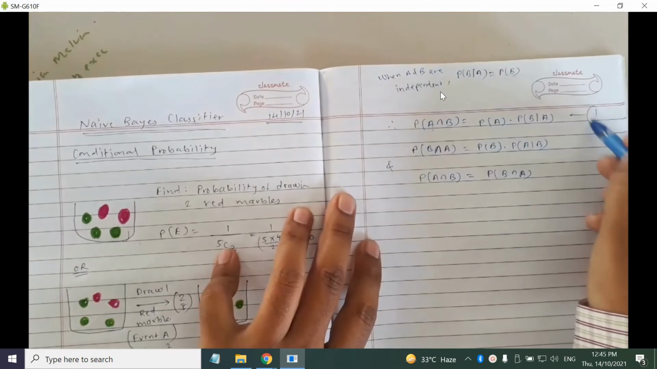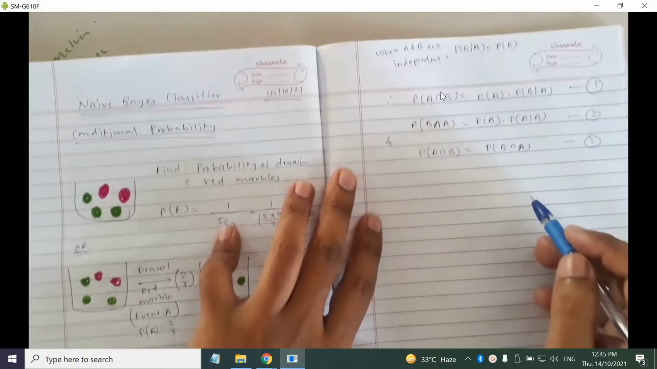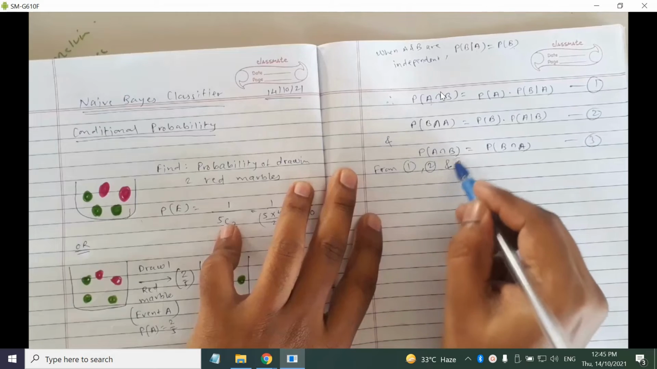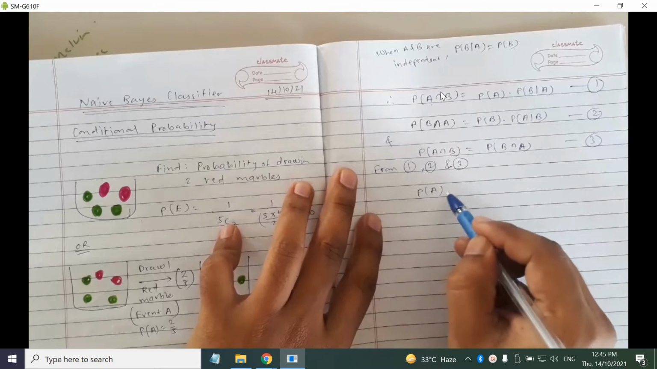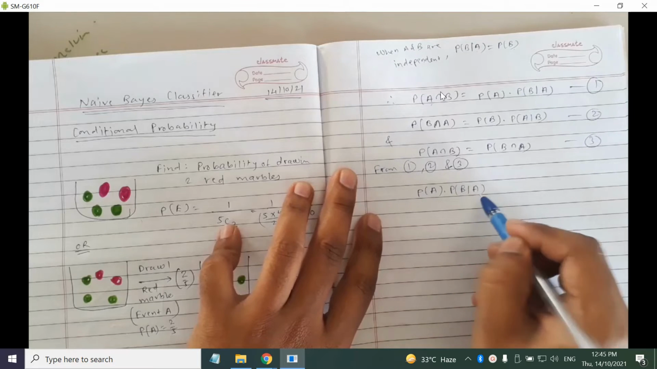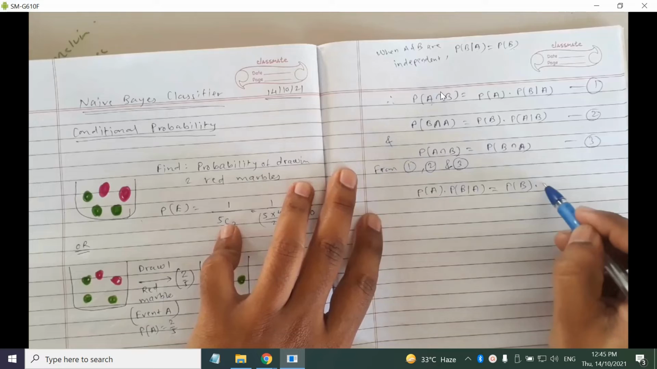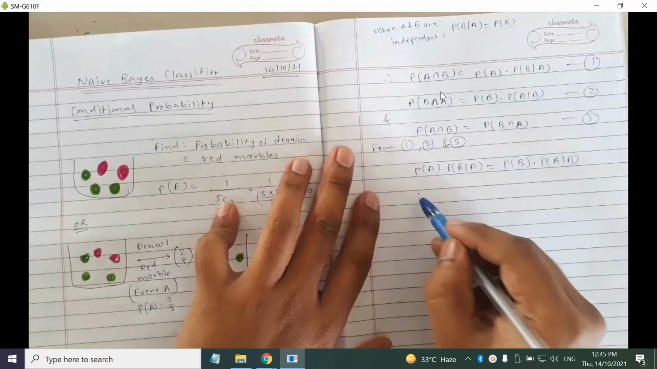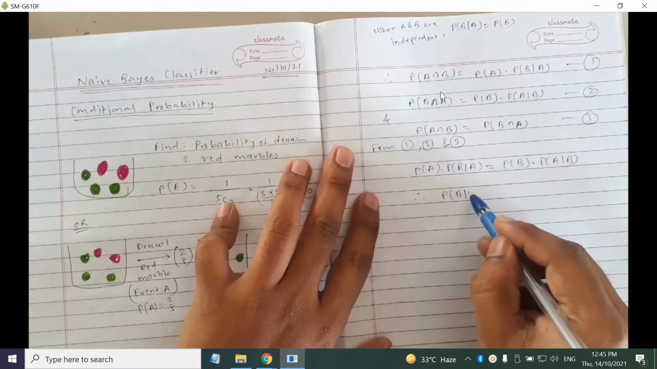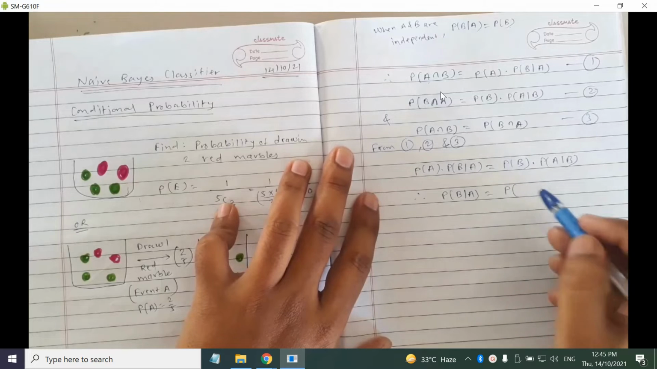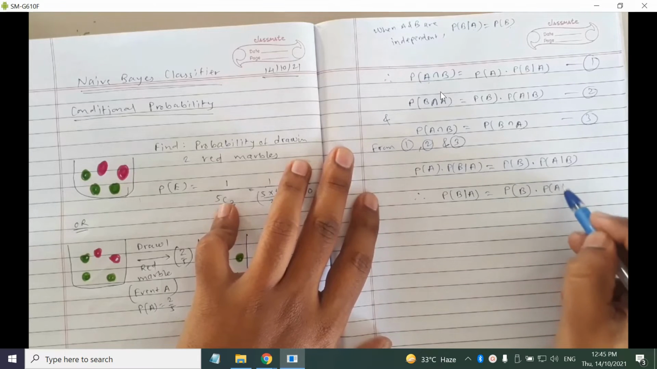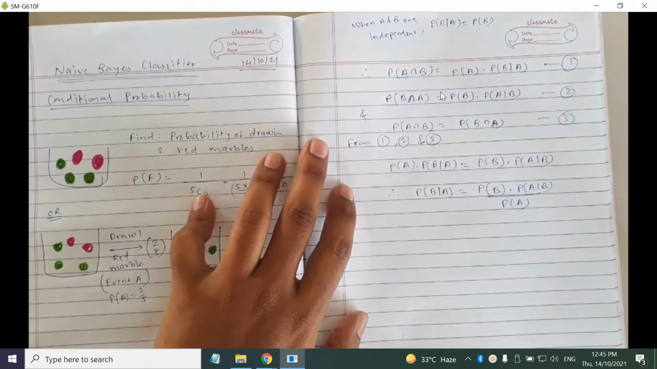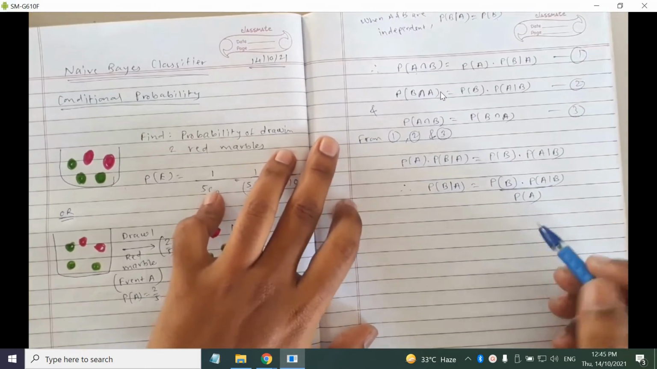Okay, so from 1, 2 and 3, can I write probability of A into probability of B given A equals probability of B into probability of A given B, right? So from here I can derive any equation. So probability of B given A equals probability of B into probability of A given B divided by probability of A, right? And this is the base equation, Bayesian equation.